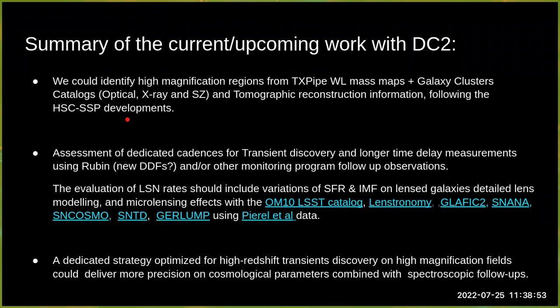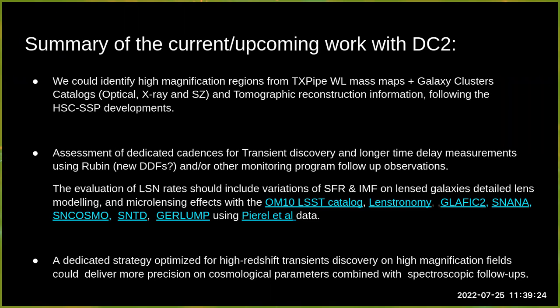Therefore, I will make a brief summary. As I said, this is a work in progress. Basically, I developed a technique to find high magnification regions based on a lensing mass map. Also, information could be added from gravitational lensing search methods or tomographic reconstruction methods.